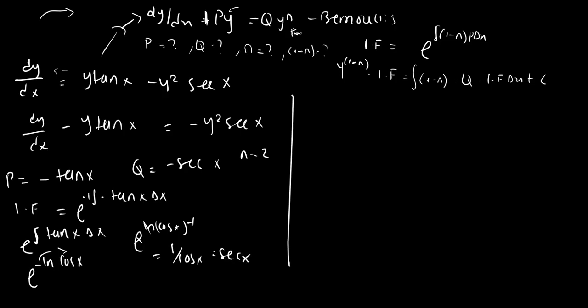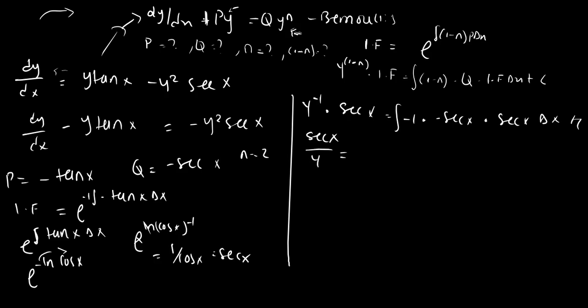So now for this one, we're going to apply our formula. We're going to have y to the power of 1 minus n, which is minus 1, times our value for integrating factor, which is sec x, equal to negative 1 times q, which is negative sec x, times sec x, which is our integrating factor. Then we have dx plus c. So here we're going to have sec x over y is equal to negative times negative will give us positive, so we have integral of sec square x dx plus c.